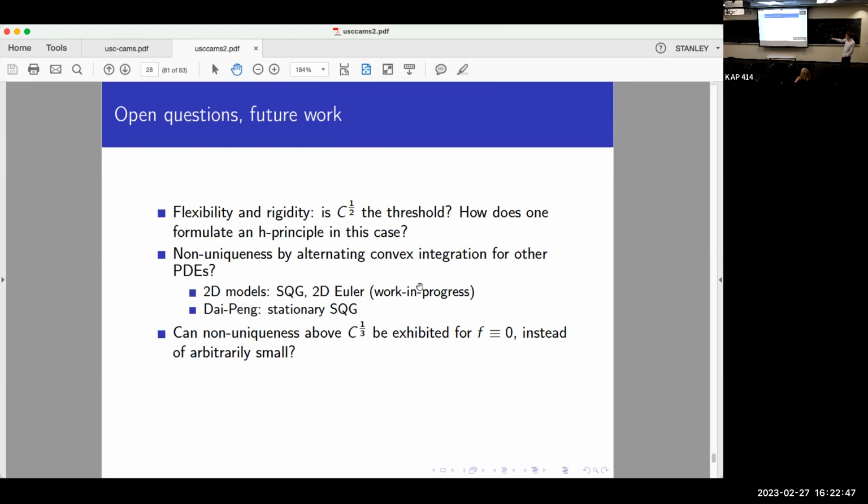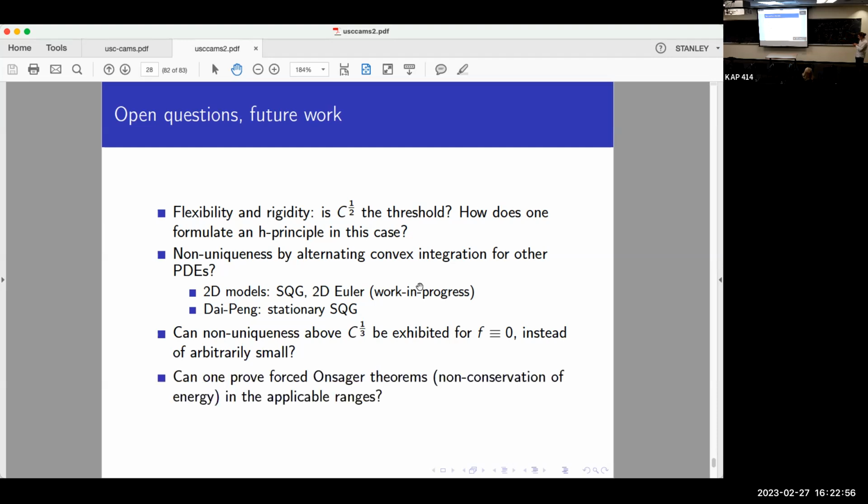Another question, which is very hard, we have no suggestion how to do it, but it would be very nice if you could remove the force entirely. Our method just lets you take the force to be arbitrarily small. And finally, let me point out that one could hope to prove an Onsager theorem for the forced version of Euler or SQG, specifically 2D Euler, where the Onsager threshold is still an open problem, whether it's 1/5 or 1/3 or somewhere in between. It's possible that one could use a similar alternating scheme to find solutions that break the forced energy balance. That would be interesting as well.